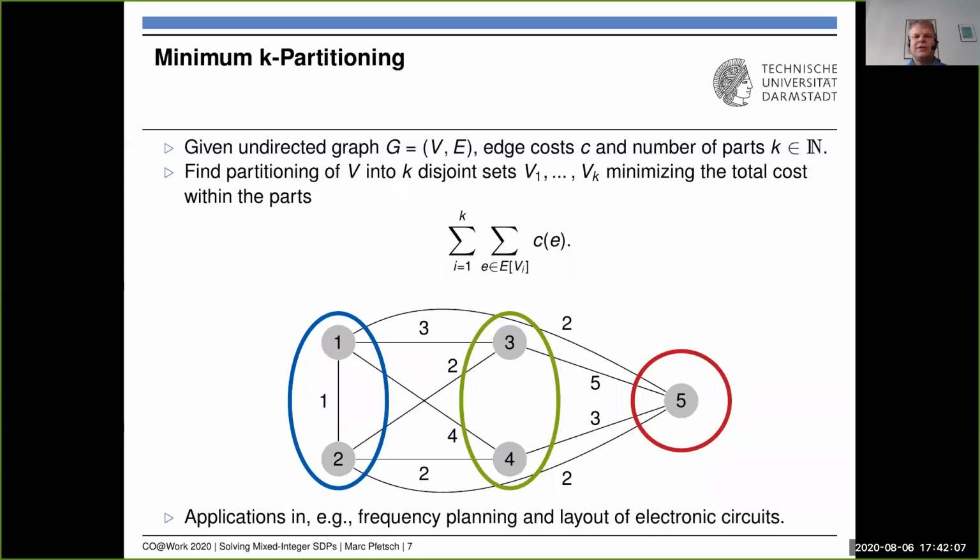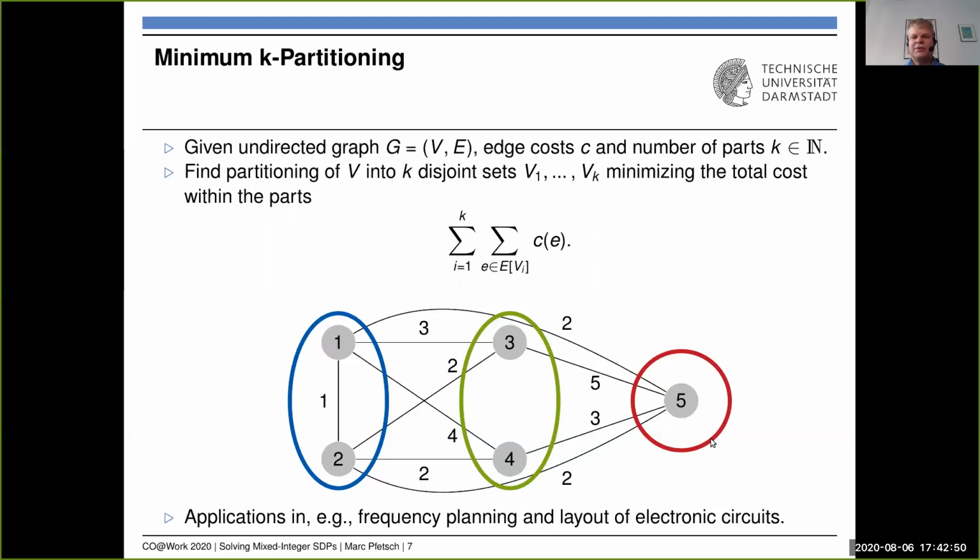Our third application shows a quite classic connection of mixed integer SDPs to combinatorial optimization. It's the minimum k-partitioning problem. Here we're given an undirected graph G with edge costs c and the number of parts k. The goal is to find a partitioning of the nodes V into k disjoint sets V1 up to Vk, such that the total cost within the parts is minimized. So we are summing over all k parts, and then over all edges that are within one of the parts Vi, and we are summing up the costs.